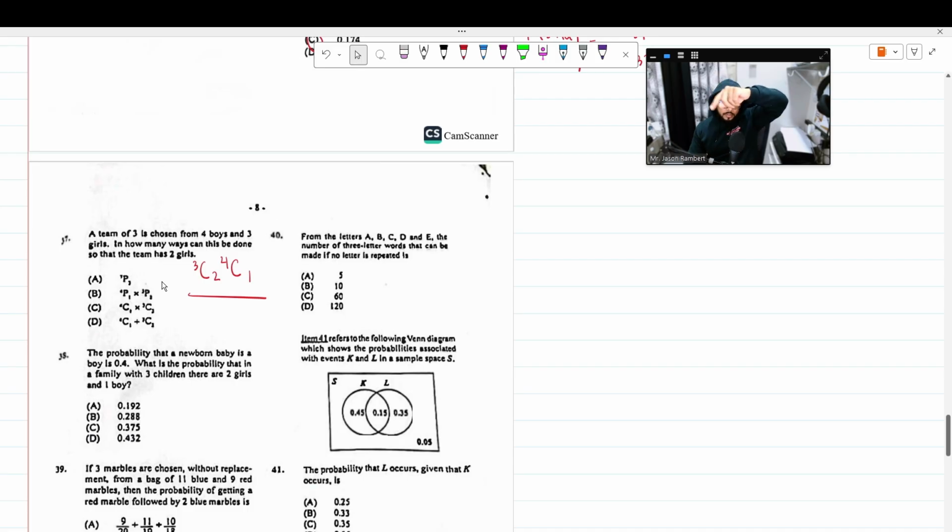The probability that a newborn baby is a boy is 0.4. What is the probability that in a family with 3... So the probability of a newborn baby being a boy is 0.4, so the probability that a newborn baby is a girl is 0.6. What's the probability that in a family with 3 children, there are 2 girls and 1 boy?